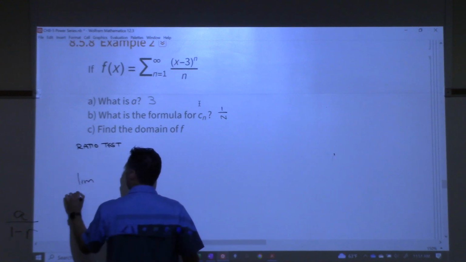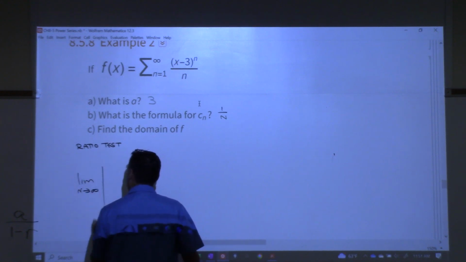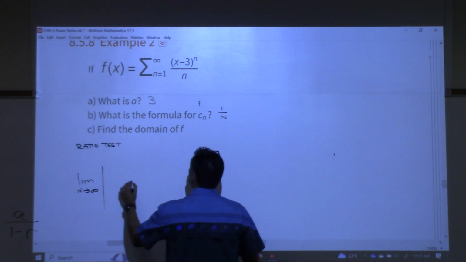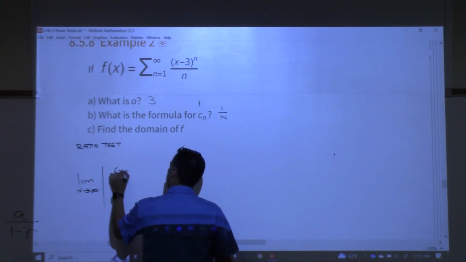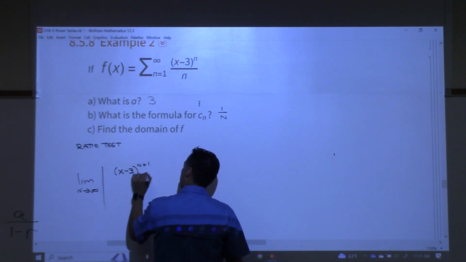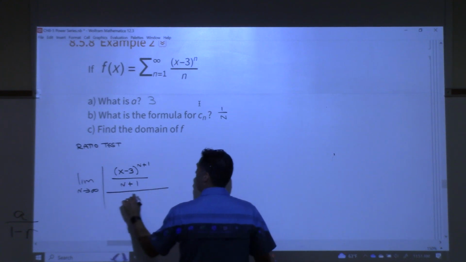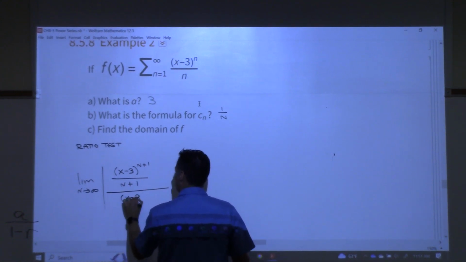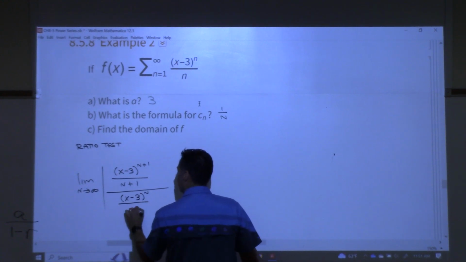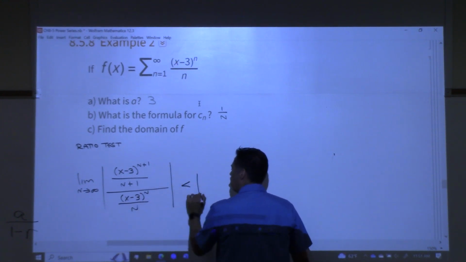Limit, n goes to infinity, absolute value. Okay, I'm going to replace all my n's with n plus 1, and then divide that by replacing nothing, just leaving it just the way it appears. And I want that to be less than 1, right?